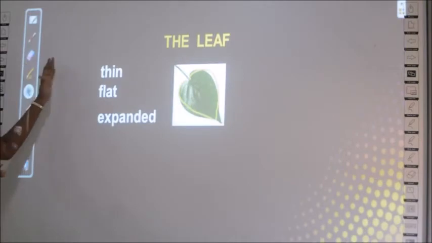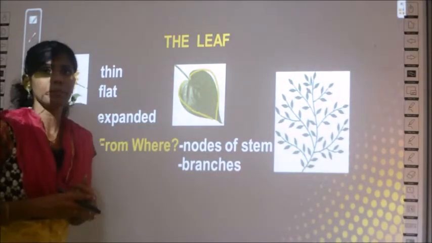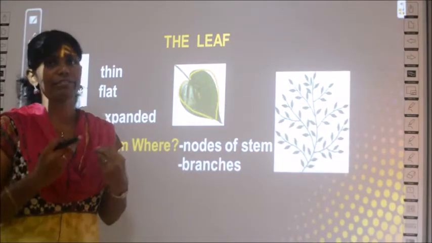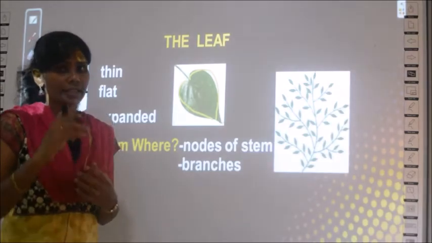And then the next property of the leaf is from where. Okay. If there is a stem, from where does a leaf come out? In a stem, from where it comes out, there are 2 options.